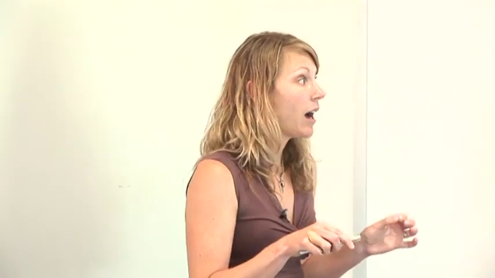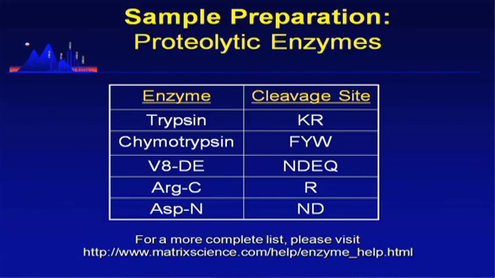Yes, sometimes we do use different enzymes. Now, I would say 90% of the time we use trypsin, because if you're trying to do protein identification, almost always trypsin will work. It will give you enough peptides to identify the protein. And it's the most specific, and so it will give you the best database search results.